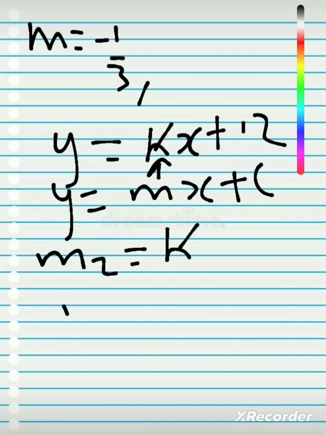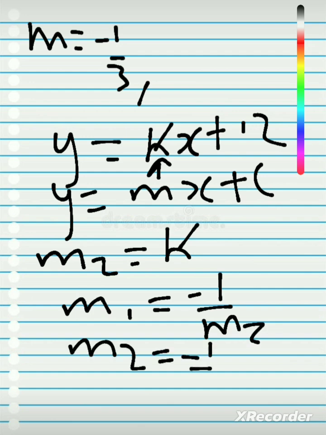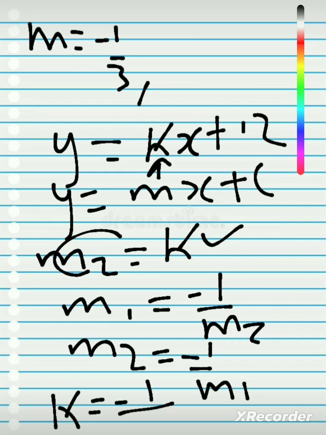But we know for perpendicular lines, the relationship is m1 is equal to negative 1 over m2. Therefore, it's also true to say m2 is equal to negative 1 over m1. So we can say our m2, which is k, is equal to negative 1 over our m1, which is negative 1 over 3.